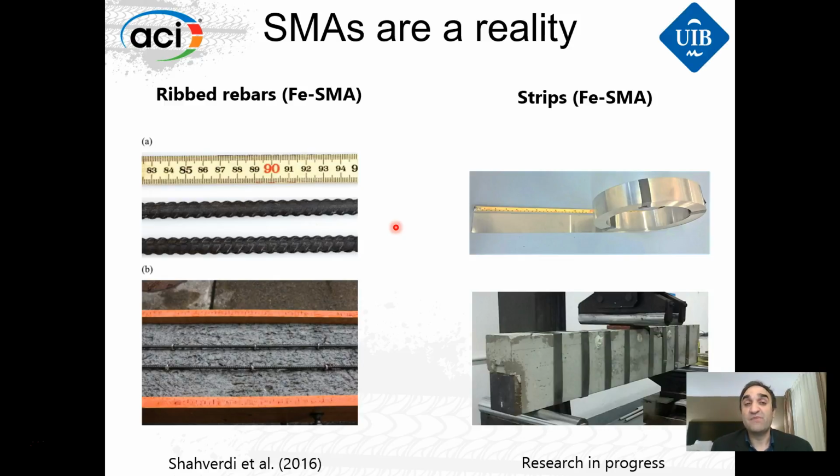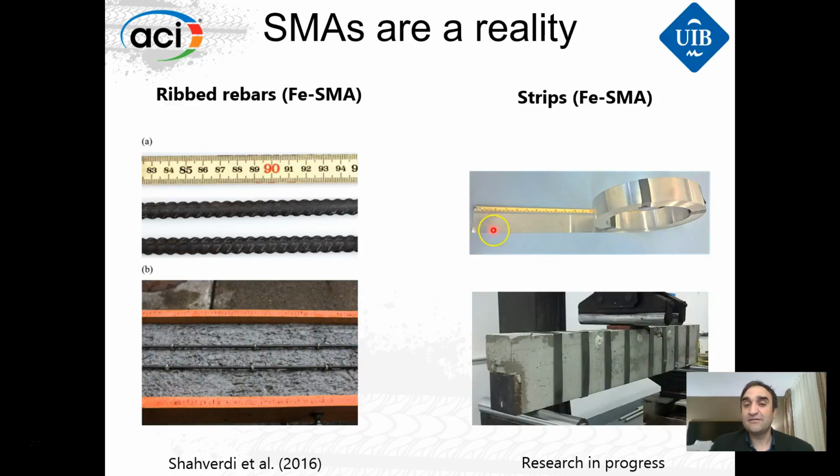related to the use of shape memory alloys in research, but in fact, shape memory alloys can nowadays be used on the work site, because we can find rebar in the market. You can see these corrugated bars here. These are iron-based shape memory alloy corrugated bars, and these pictures come from a paper by Shaverdi just 1 year ago, and this is for longitudinal strengthening.